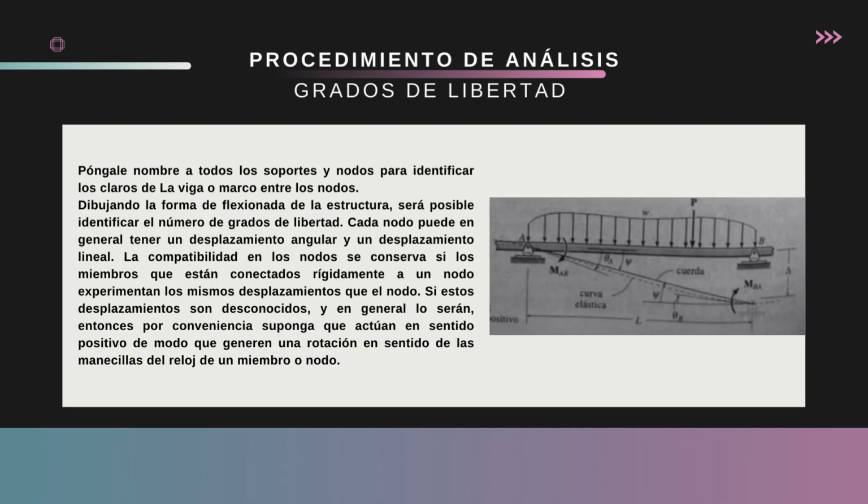Analysis procedure. Degrees of freedom. Name all supports and nodes to identify the spans of the beam or frame between the nodes. By drawing the deflected shape of the structure, it will be possible to identify the number of degrees of freedom. Each node can in general have an angular displacement and a linear displacement. Compatibility at the nodes is preserved if the members that are rigidly connected to a node experience the same displacements as the node. If these displacements are unknown, and in general they will be, then for convenience assume that they act in the positive direction so that they generate a clockwise rotation of a member or node.